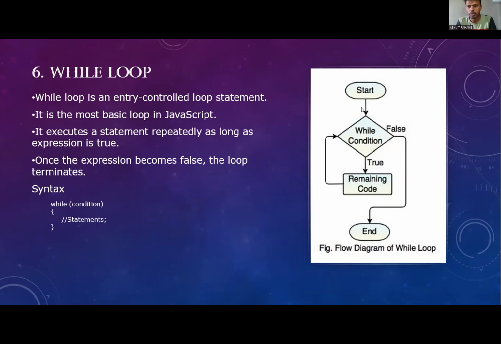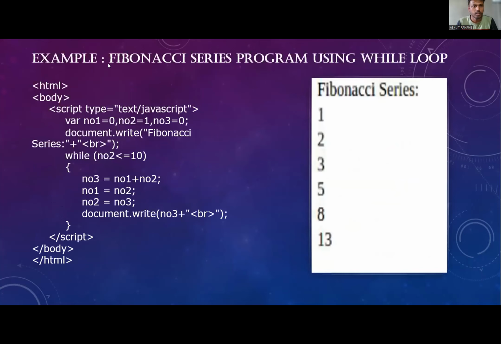Here is a flow diagram. It will check the condition. If the condition is false, it will end directly, and if it is true, it will go into the while loop and iterate multiple times. Here is the code for the while loop. It checks the number and increments it. Number is 1, then 2, then 3. Then it checks, and it will print the series of 5.